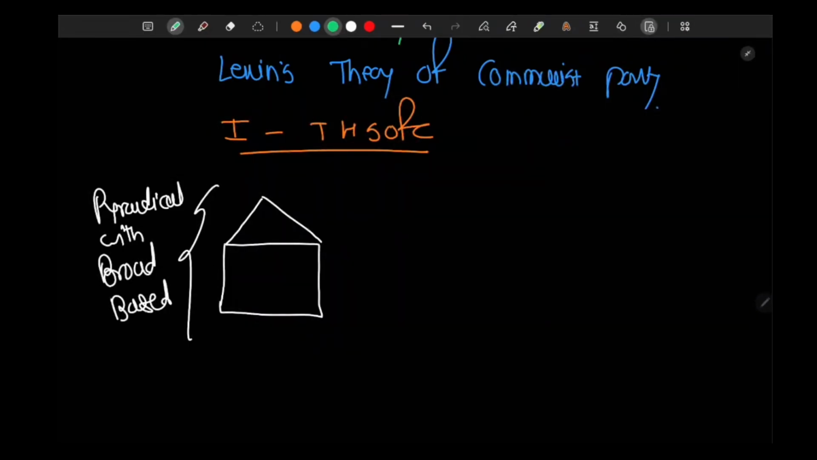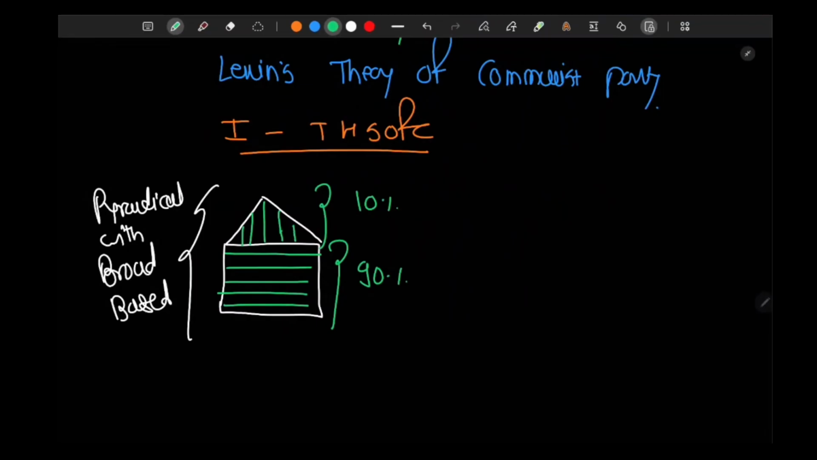What does pyramidical with broad base mean? Understand this in terms of people. The broad base of the Communist Party will have 99% of the people, and the 1% will sit on top of the 99% in the form of a pyramid. Not 1%, maybe the distribution can be 90% and 10%. 10% will be leadership, 90% is going to be the Communist Party workers. This is how he explains his theory of the Communist Party.